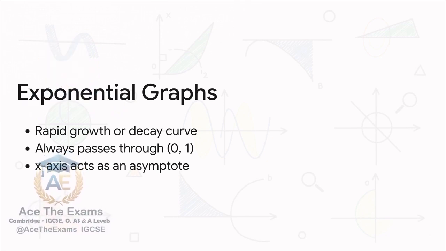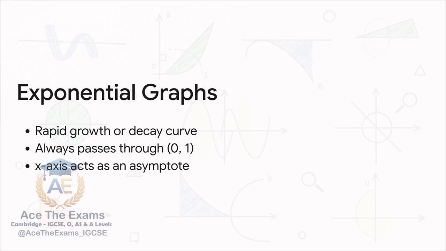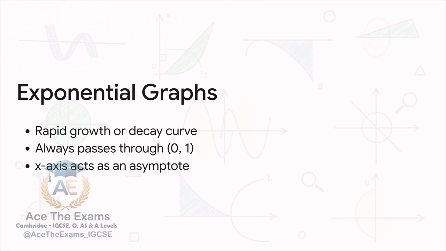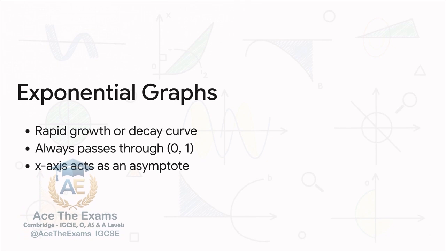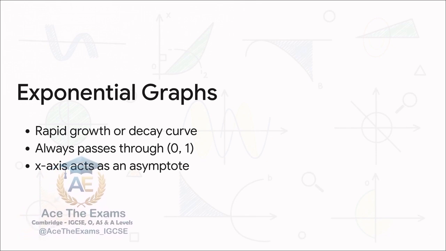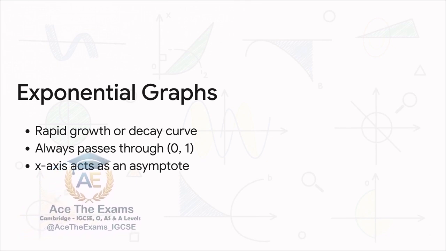Whether the equation is 2 to the power of x or a massive 400 to the power of x, they all inevitably pass through that exact same anchor point before rocketing upwards. It's a guaranteed free mark if you remember it.